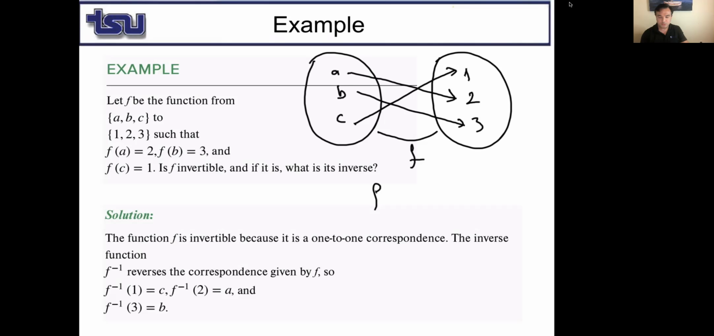F inverse 1 will be what? C, because this will be mapped right there. And F inverse 2 will be A, and F inverse 3 will be what? B. Okay, that's pretty easy.